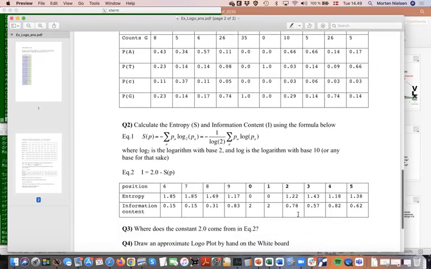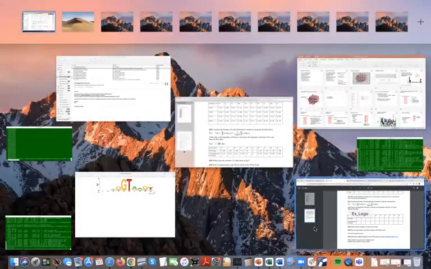Does anyone know why you have this number 2 here in the beginning of the equation 2? In the slides, I had the log of 20 at that position. Anyone who wants to comment on that? Not really.